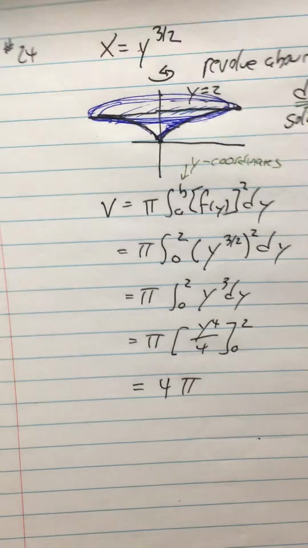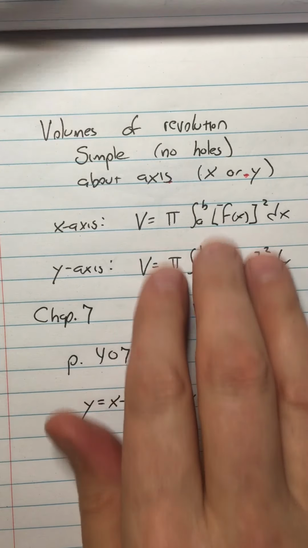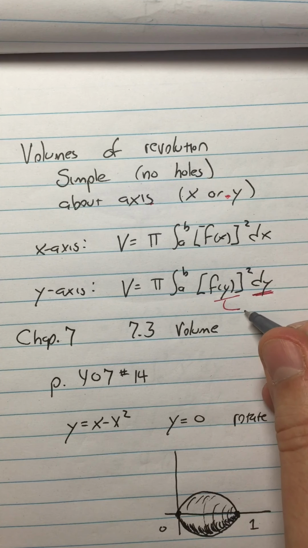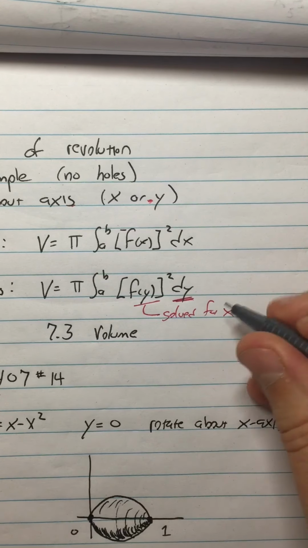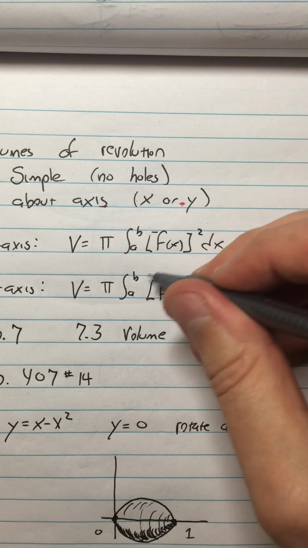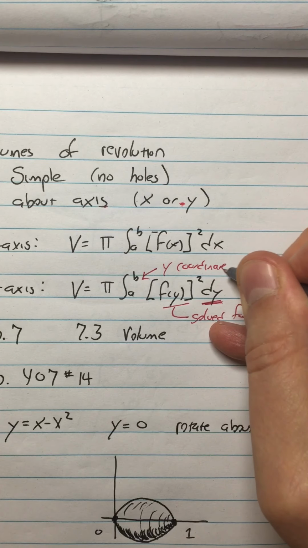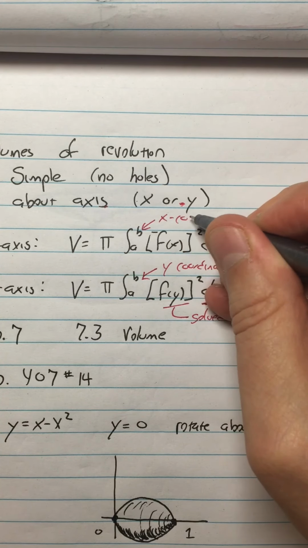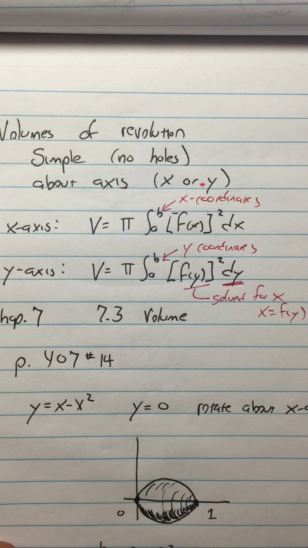So important things to remember when you're looking at these. These are our two main formulas. When you're integrating with respect to y, this f of y needs to be solved for x, so it's going to be x equals f of y, and these limits of integration are going to be y coordinates. Whereas when we're integrating with respect to x, the limits of integration are x coordinates. So that's an important thing to keep straight on these two.